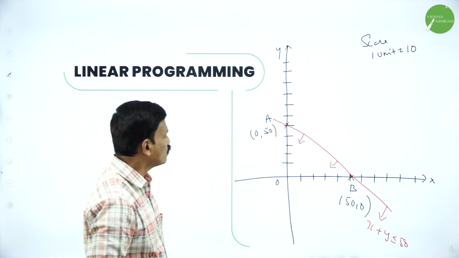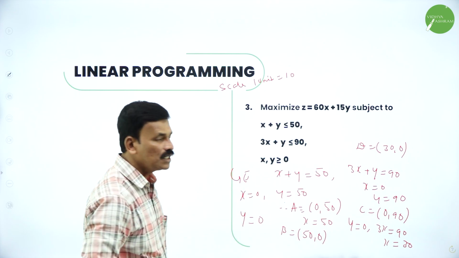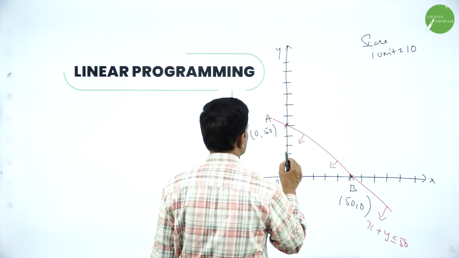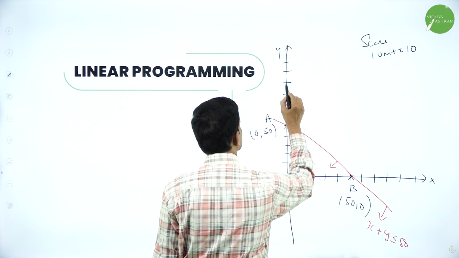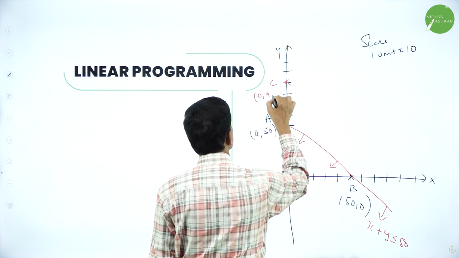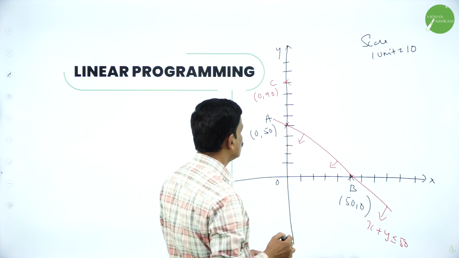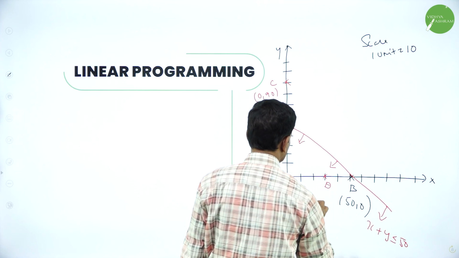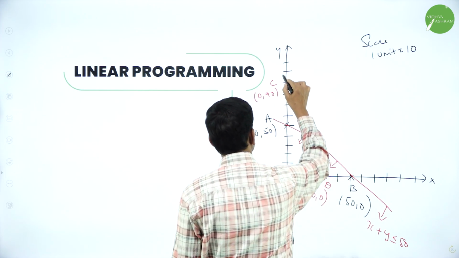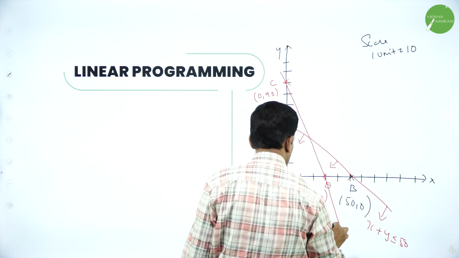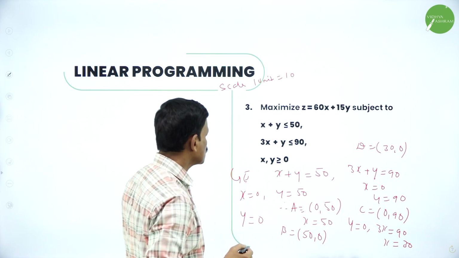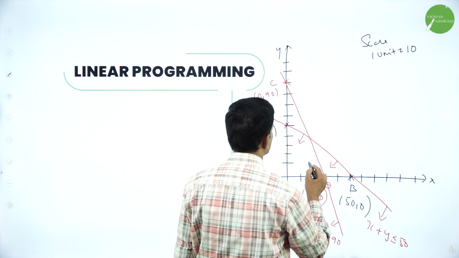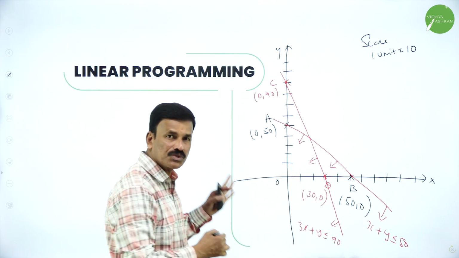Now let us consider the second points. What are the second points? C is (0, 90). X is 0, y is 90: 10, 20, 30, 40, 50, 60, 70, 80, 90. This is C (0, 90). Now what is D then? We have D is equal to (30, 0). 10, 20, 30, 0. This is D. Draw this line. So what is this line? 3x plus y is less than or equal to 90. Less than or equal to 90 means the feasible region is towards the origin.